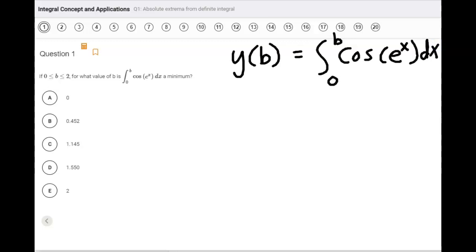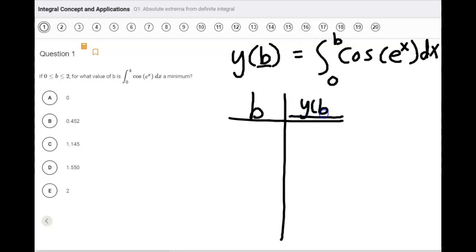Now, as you guys know, to do the candidates test, your input variable always goes here, and the thing you're trying to find the minimum of, in other words, this function up here, we'll call it y of b, goes here. And when you do the candidates test, you always put your starting point and your ending point, so 0 and 2, but you also need to find your critical values. So we need to find out what y prime of b is.